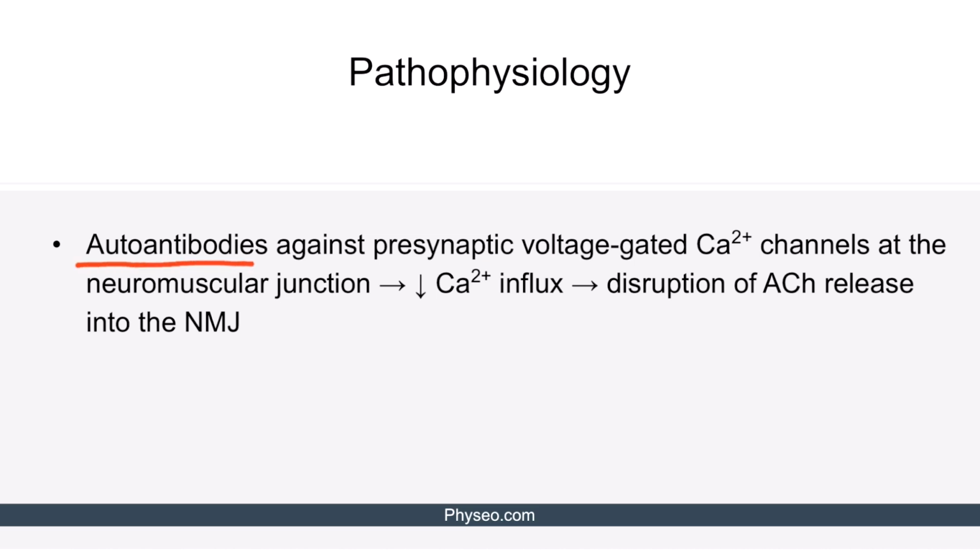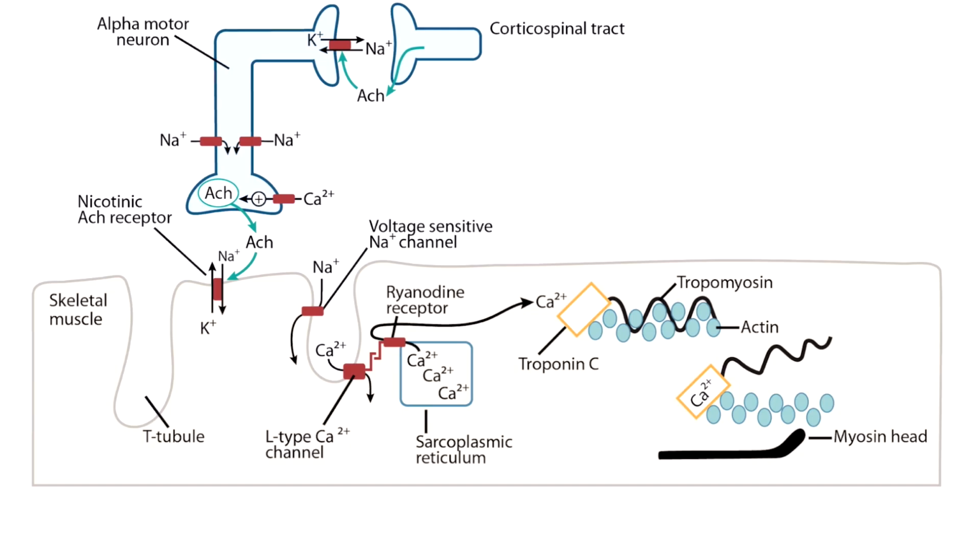In this condition, autoantibodies are directed against presynaptic voltage-gated calcium channels at the neuromuscular junction. This leads to decreased calcium influx in the presynaptic membrane, which leads to disruption of acetylcholine release into the neuromuscular junction. So going back to this image, recall that the presynaptic voltage-gated calcium channels are important for the release of acetylcholine. When these are disrupted, signal transmission is impaired due to fewer available acetylcholine molecules.